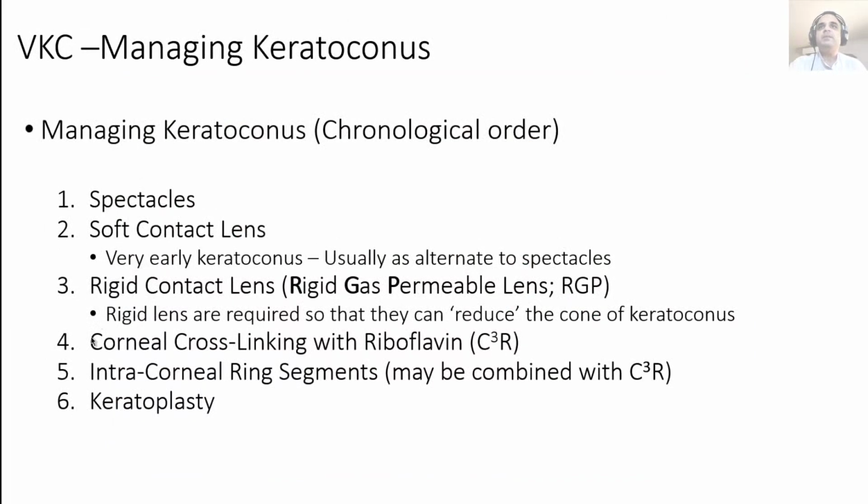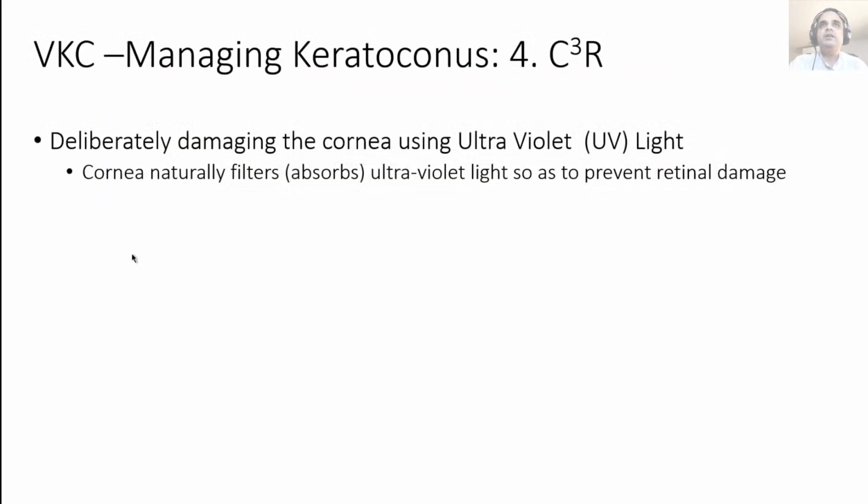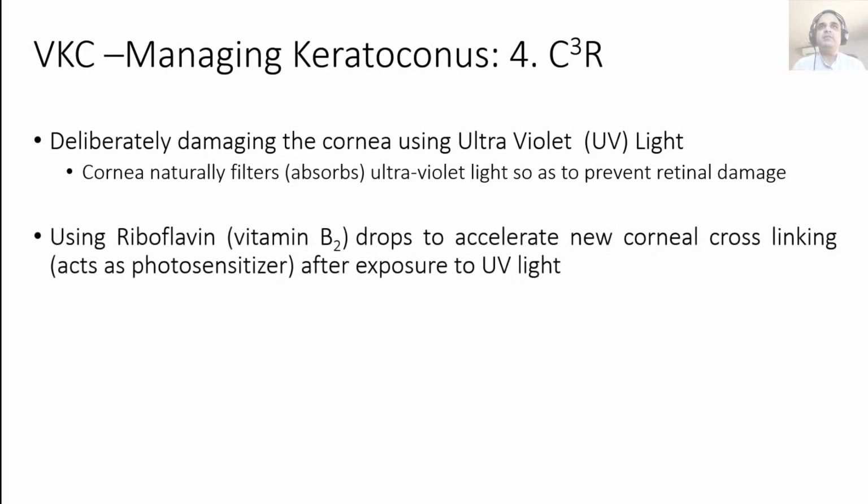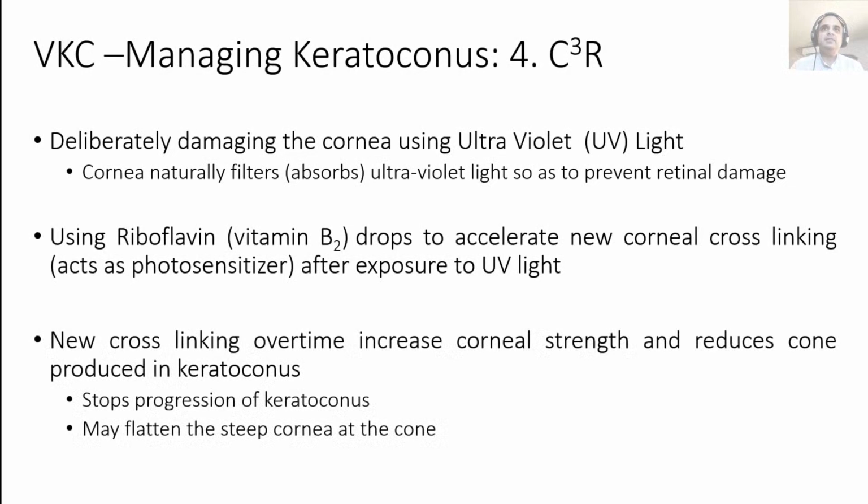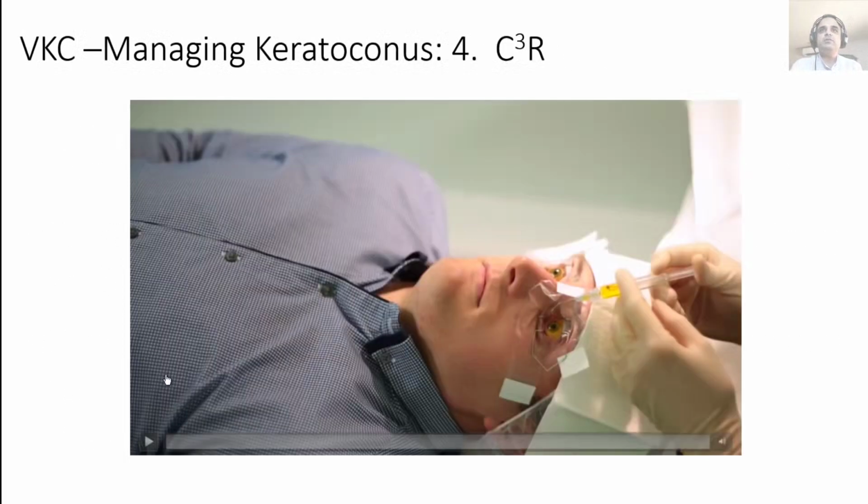Then you have something called C3R, or corneal cross-linking with riboflavin, which is a very interesting technique invented in one of the Scandinavian countries, I think, in which you deliberately damage the cornea by putting ultraviolet light and help it rebuild its collagen cross-linking, by using riboflavin, which is vitamin B2, as an accelerant or a photosensitizer. And this new linking over time can help stop the progression of the disease and may even flatten the cone that was being formed. So I'll just show you a small video of how it's done.